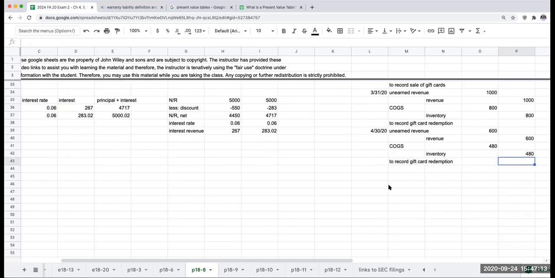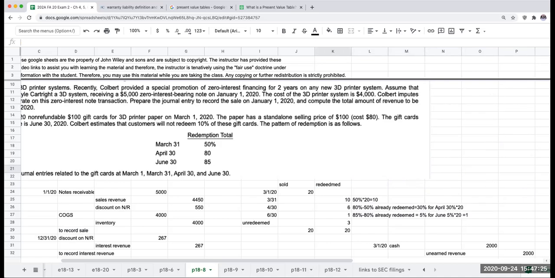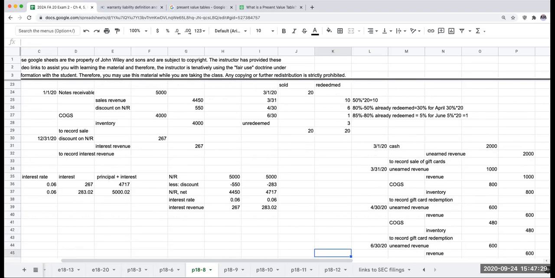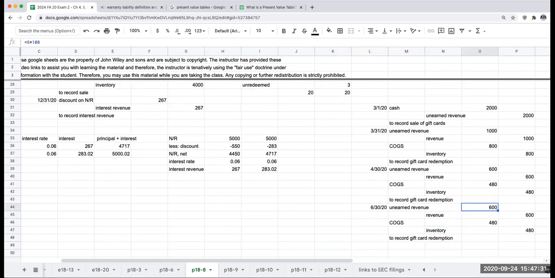Okay. Lastly, now I come down here to June 30th. See if it works now. Well, a little bit better. So here, I only redeemed one, right? So for this part over here, this one gift card that I redeemed is going to be 1 times 100. And that's my part over here.